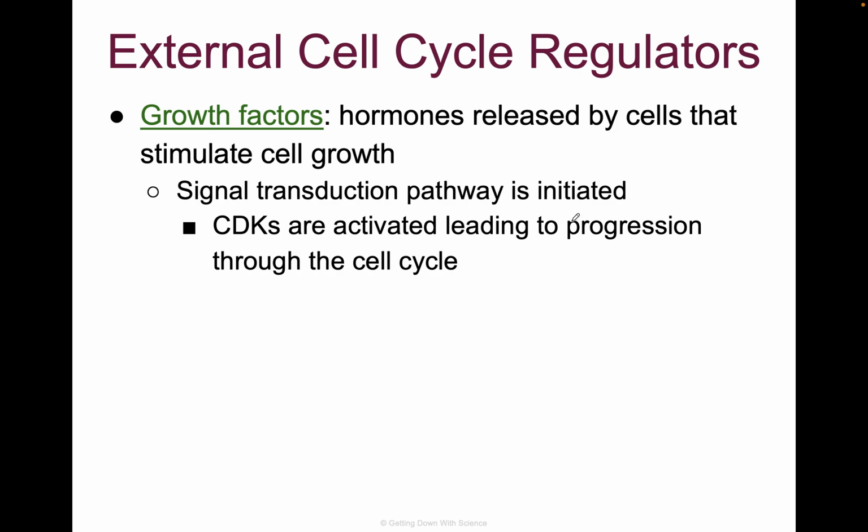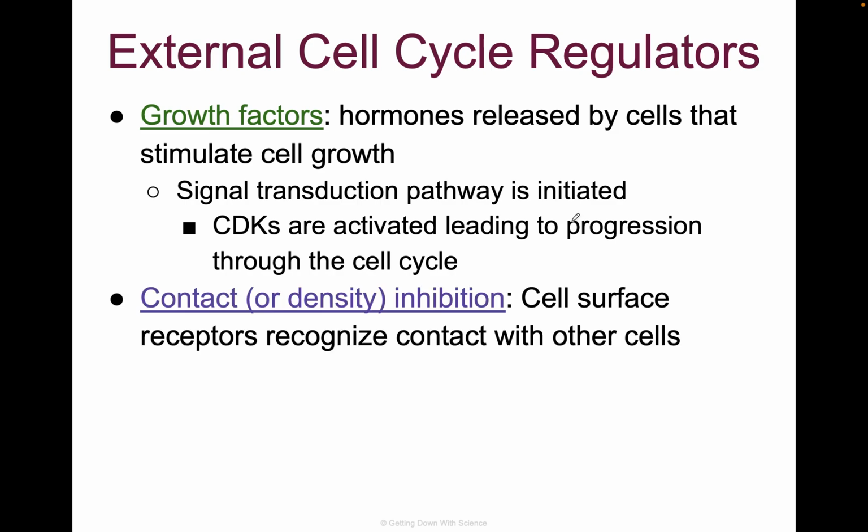CDKs are activated, leading to a progression throughout the cell. So a signal from a growth factor is sent into the cell. A cascade occurs in which CDKs are activated. Also, contact inhibition or density inhibition. This is something that's interesting because this has to do with cancer and tumors.